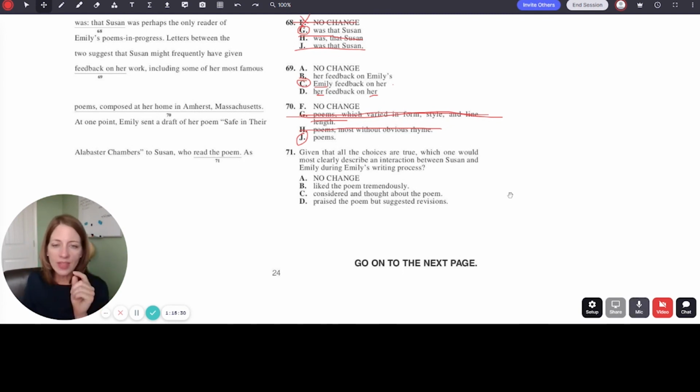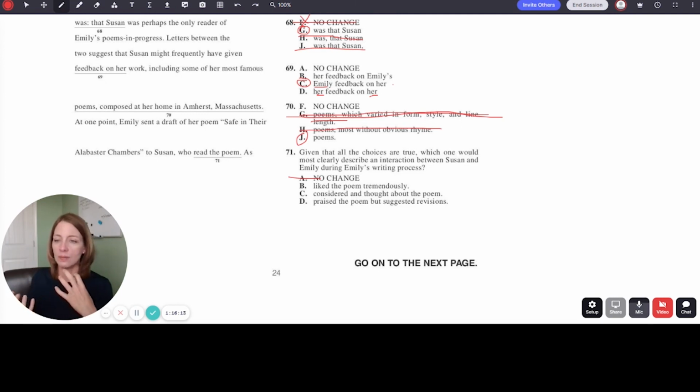Okay. Given that all the choices are true, which one would most clearly describe an interaction between Susan and Emily during Emily's writing process? At one point, Emily sent a draft of her poem, Safe in their Alabaster Chambers, to Susan, who read the poem. Okay, read the poem. That doesn't tell me much, and it's not that interesting. So that's not the choice. We're going to most clearly describe an interaction between them.